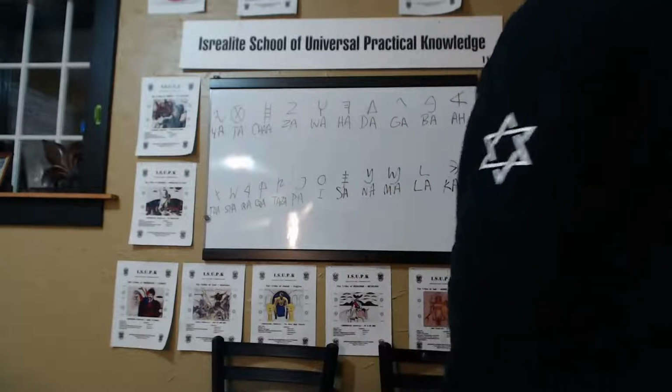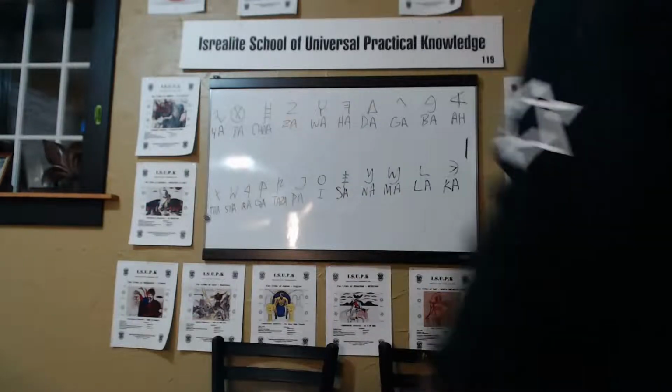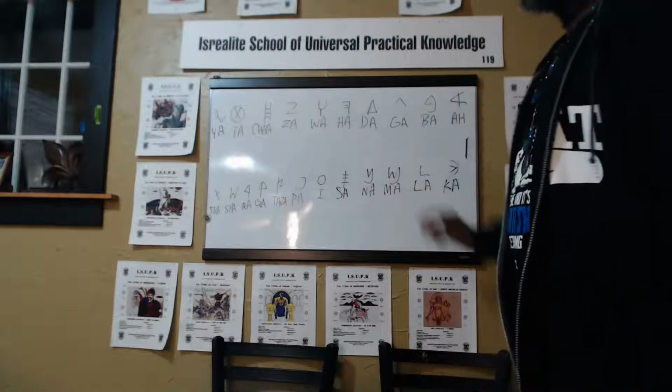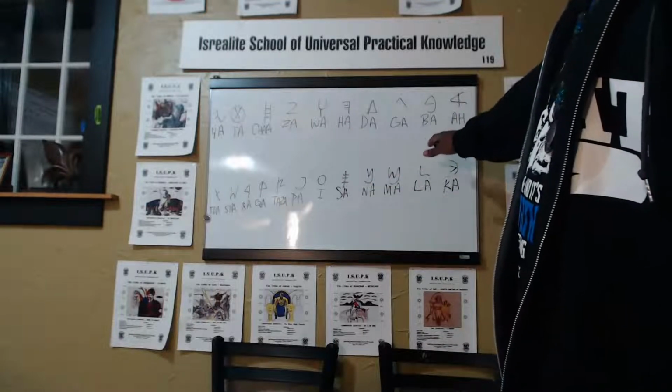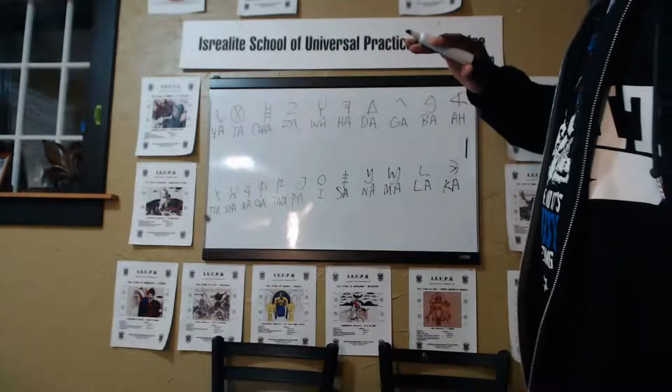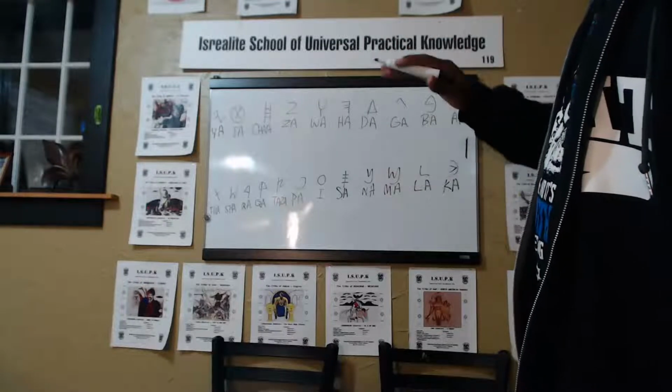So this here, like I said, this is ancient Hebrew. Now let's do the Assyrian Hebrew, which is when we went into the Assyrian captivity. Basically this is how we changed our language, we bastardized our language, right? And we changed the letters.